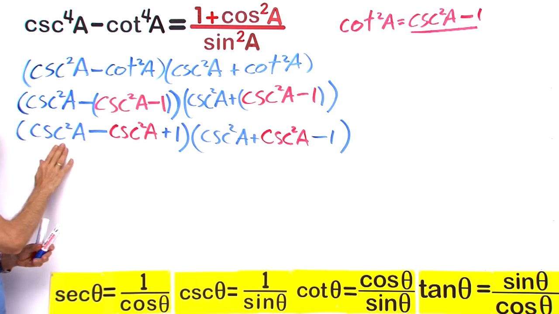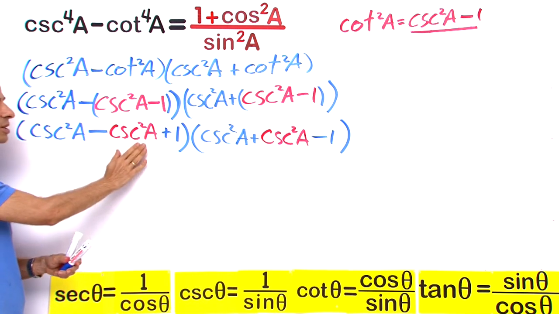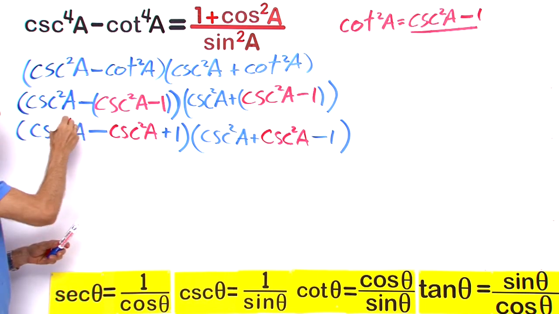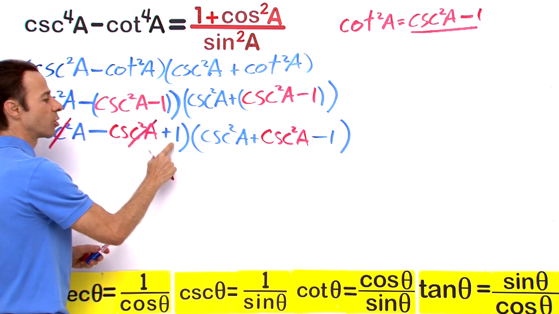You might notice this blue cosecant squared a and this one here in red cancel each other because it's 1 minus the other. So let's get rid of those. They cancel, that cancel. That leaves a grand total of 1.